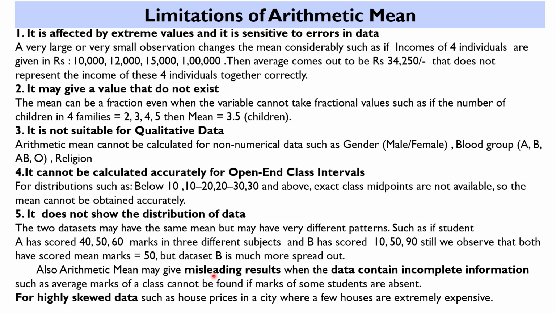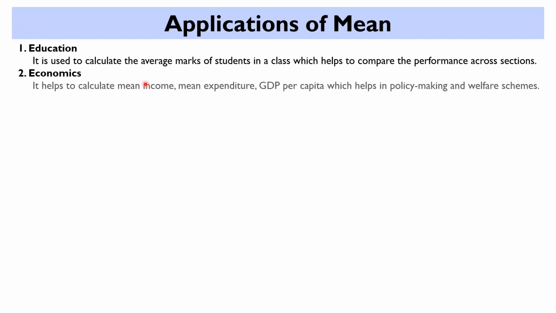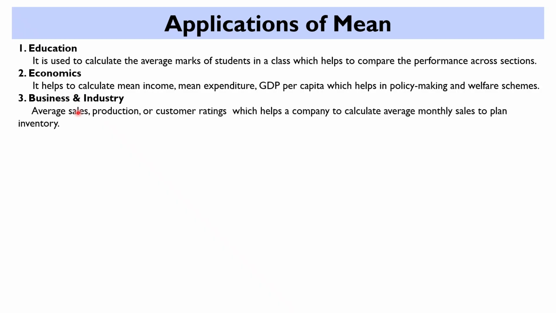So, these limitations of arithmetic mean can be overcome by using other methods of central tendency, which we'll discuss in the next coming video. Let's explore some applications of mean. In education, it helps to compare the performance across sections. In economics, it can help in policy making, welfare schemes. In business and industry, it will help a company to calculate average monthly sales to plan inventory.